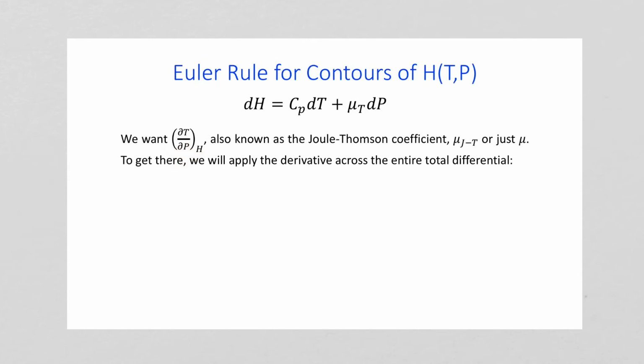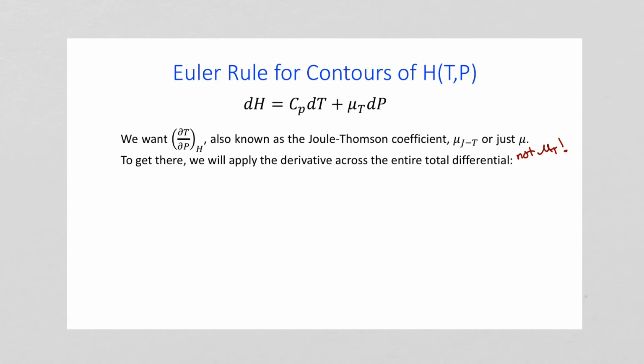This quantity is also known as the Joule-Thomson coefficient, which is given by the symbol mu_JT or just simply mu. This is to distinguish it from the mu sub T that we have up here. So, a different mu, and I'll make that note. They're related, but they're not equal. We'll see how they're related in just a second.